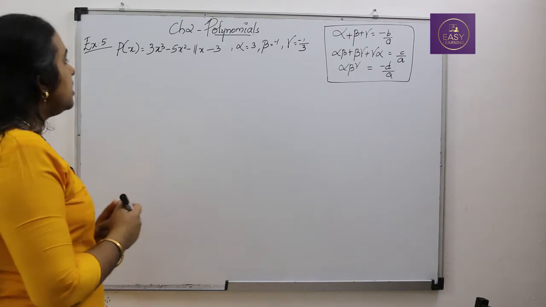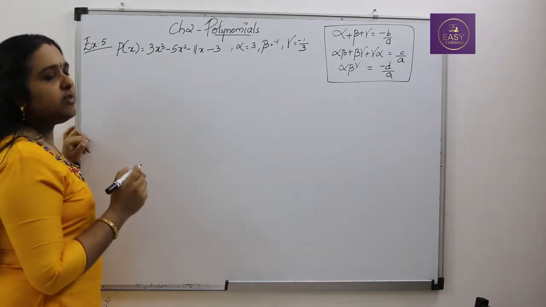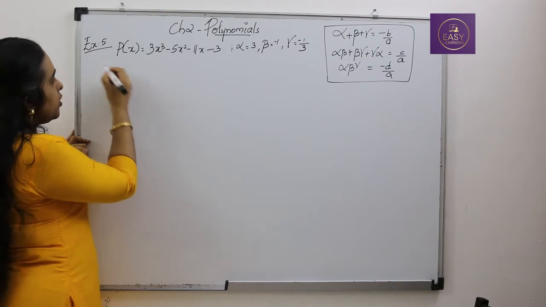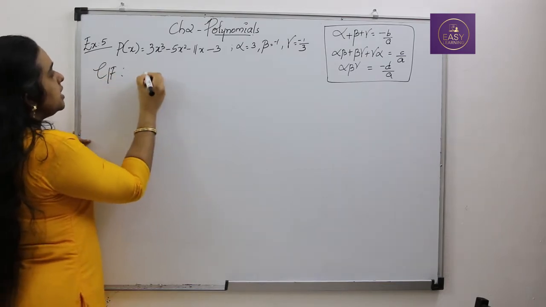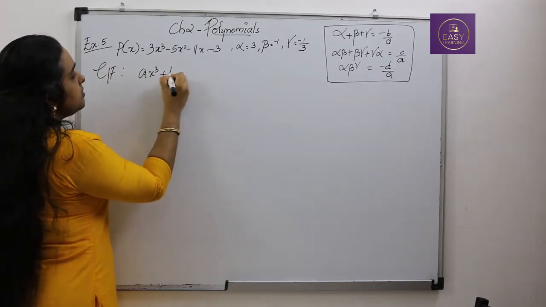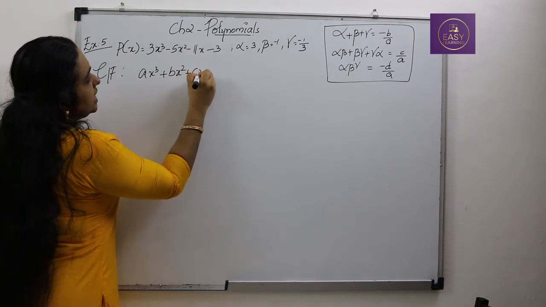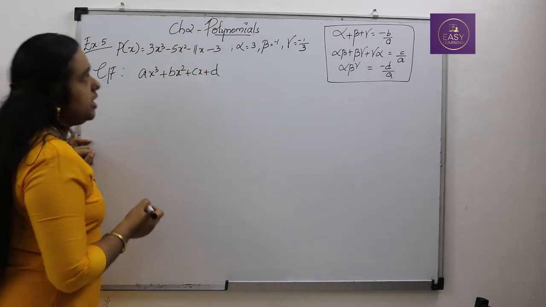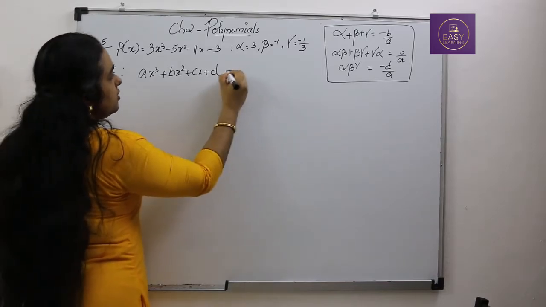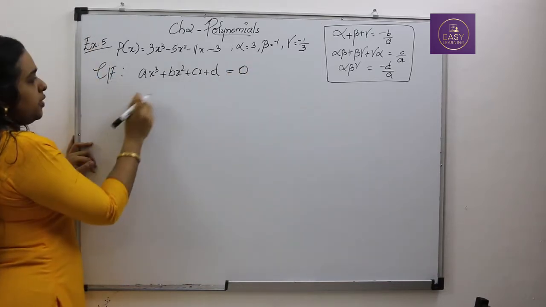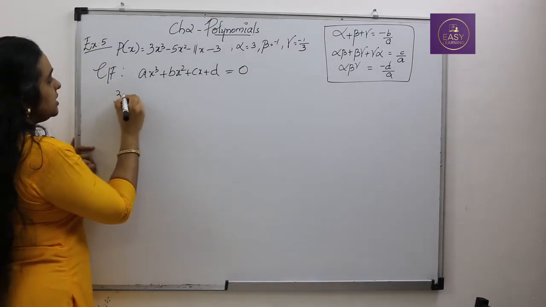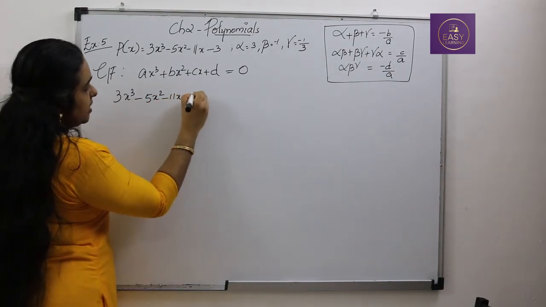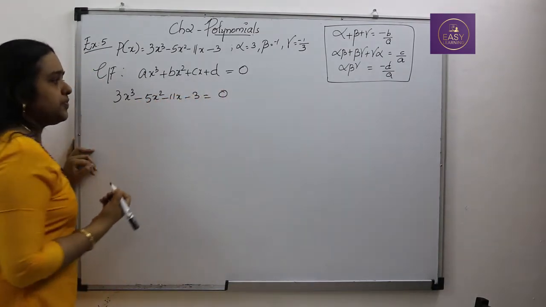Okay, so first thing is we have to write the general form of a cubic polynomial. What is the general form of a cubic polynomial? General form is ax cube plus bx square plus cx plus d. For solving that, we are going to equate it with 0. So our p of x should be equal to 0. That is 3x cube minus 5x square minus 11x minus 3 equals 0.